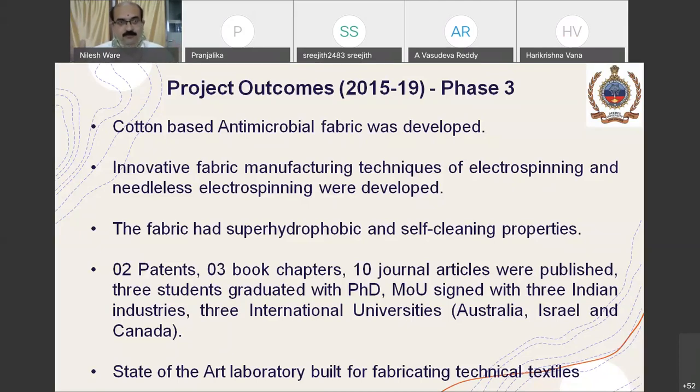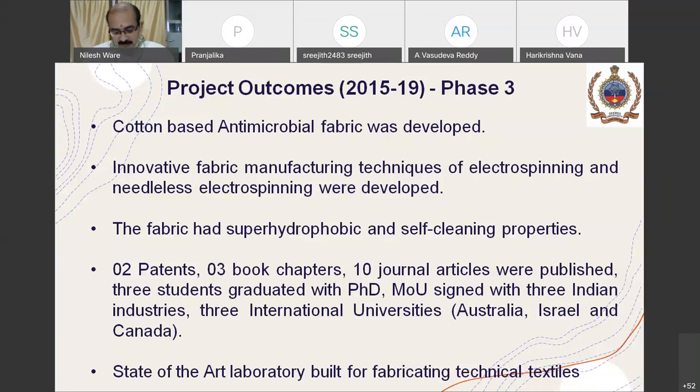But it's a good fabric material, and we were able to develop that super hydrophobic and self-cleaning property of the fabric material. 2 patents granted, 3 book chapters published, 10 journal articles published, 3 students graduated with PhD, and MOUs signed with 3 Indian industries and 3 international universities, Australia, Israel, and Canada. MOU doesn't mean you sign, I sign, we have a nice lunch, nice drink, thank you very much. No. We extended the technology to the next level. So that's what I'm talking about, MOUs.